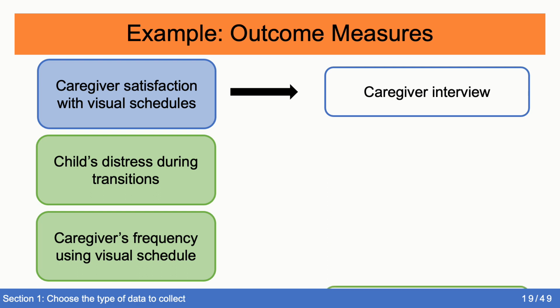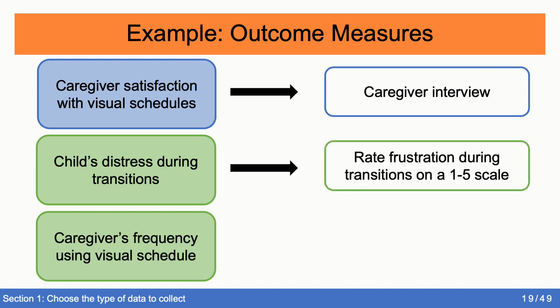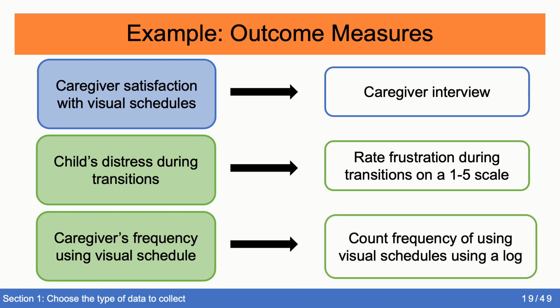They are describing caregivers' personal experiences, so it is a qualitative measure. To measure the child's distress, researchers can ask parents to keep a log where they rate their child's frustration on a 1 to 5 scale during each transition during the day. To measure the caregiver's use of the visual schedule, we ask them to report if they use the visual schedule during each transition in the log.